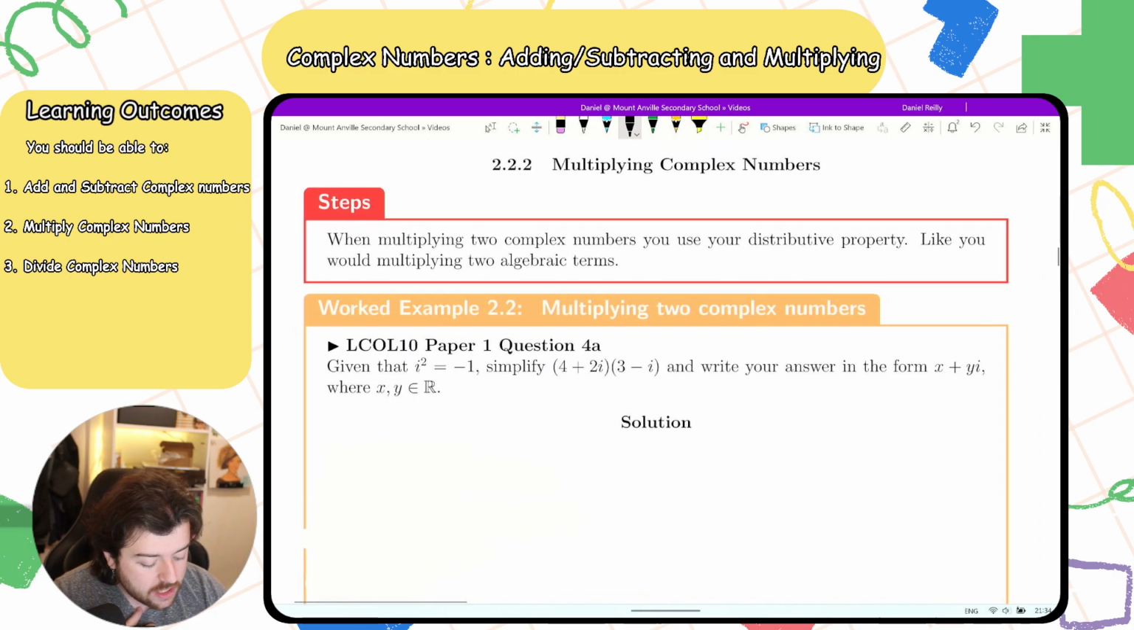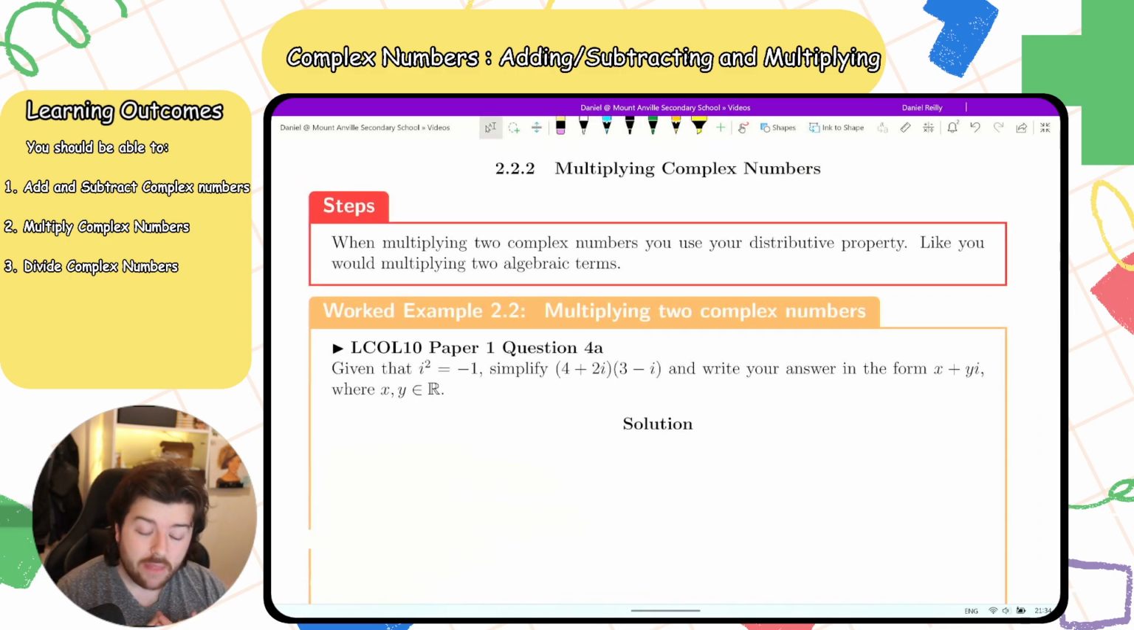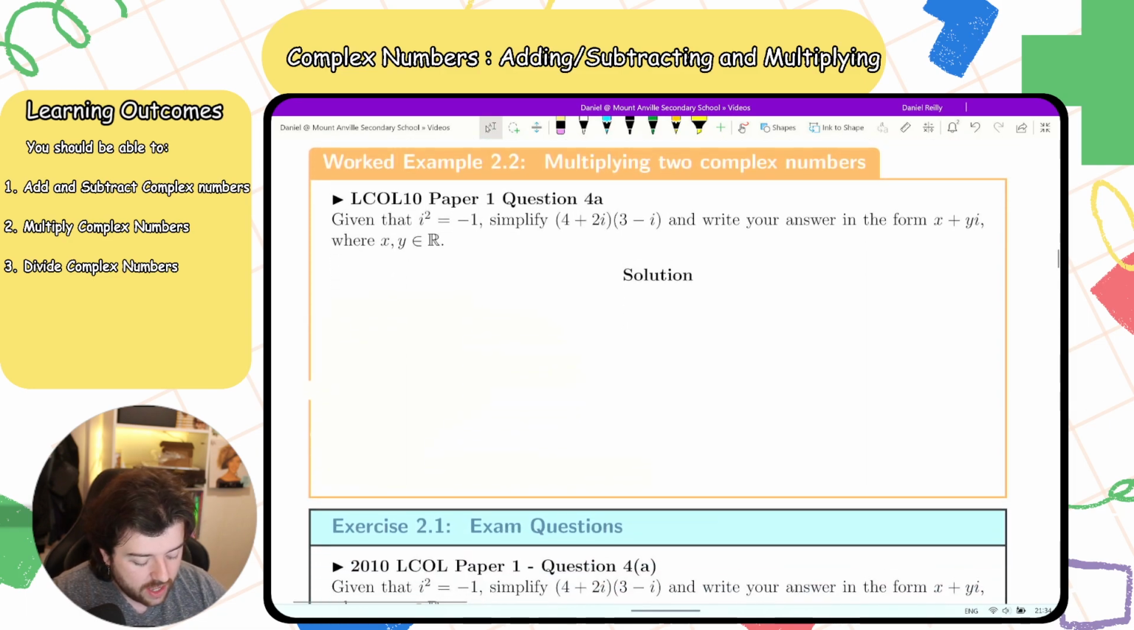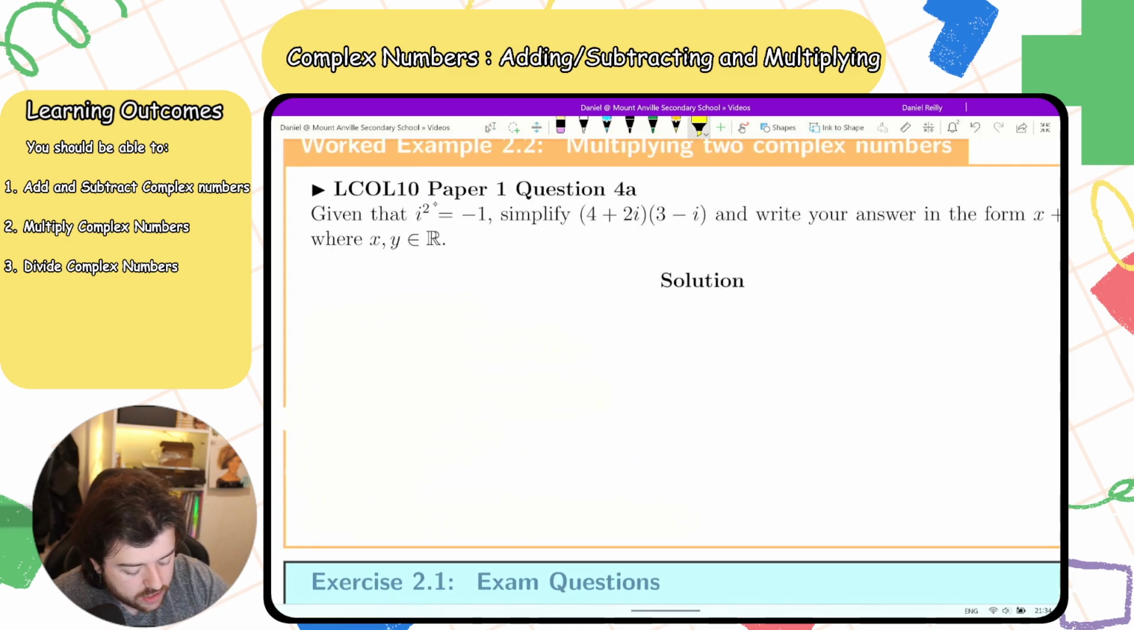Then when multiplying complex numbers, the exact same thing, right? So we do like we would in algebra, but if we come across an i squared, we change that to a minus 1 like we saw in the last video. So, given that i squared is equal to minus 1, so they always usually like to tell you that little tidbit there, it's very important. Simplify this, 4 plus 2i times 3 minus i.